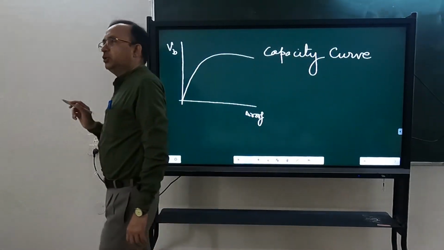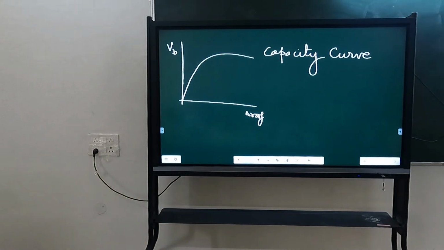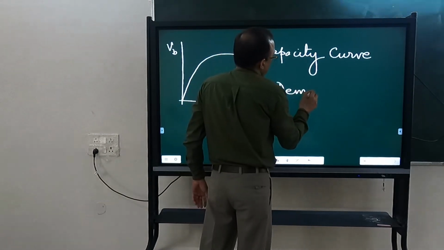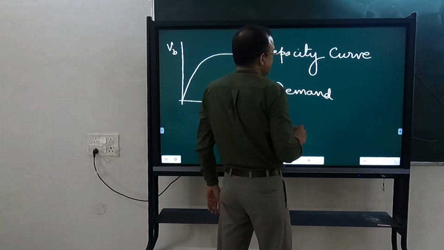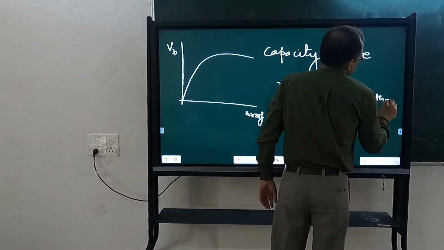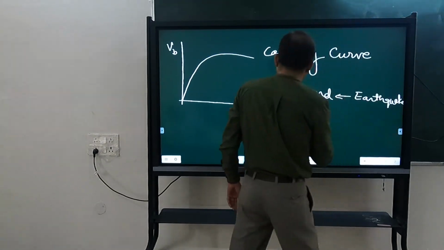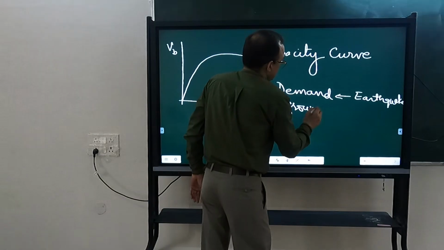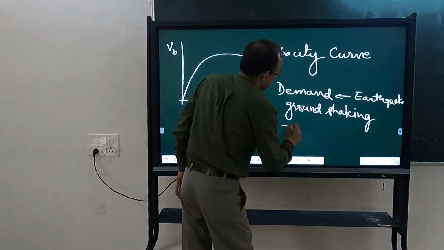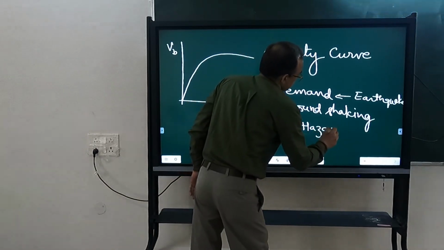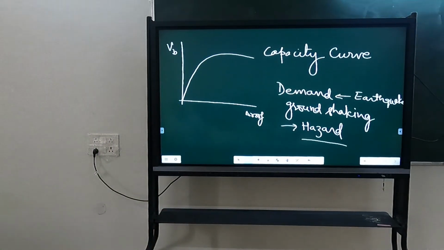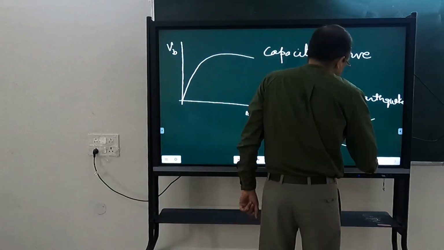But so far we have not talked about the demand. Demand will come from earthquake. We have not talked about earthquake. So demand comes from earthquake shaking, and this we call hazard. So today we will talk about seismic hazard, hazard due to earthquake at any site.